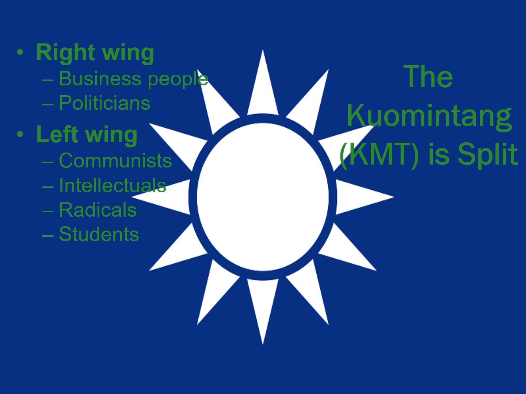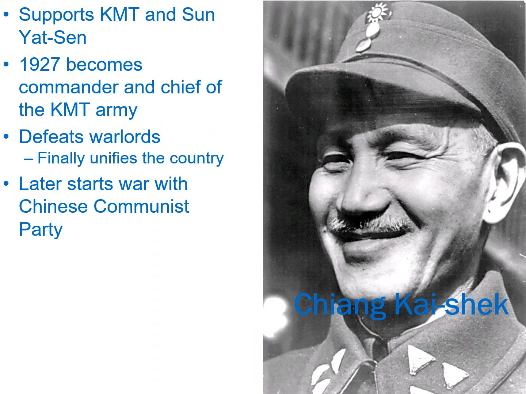However, in the Kuomintang, they did manage to achieve a balance of both sides. Now, this is a little bit of the political spectrum, the left and the right. Kuomintang might have been more in the center, but their policies were on the right wing, which supported business people and politicians, but also on the left side of the political spectrum, which supported communists, intellectuals, radicals, and students. It tried to achieve a balance between both sides of the political spectrum. And the Kuomintang supported Sun Yat-sen.